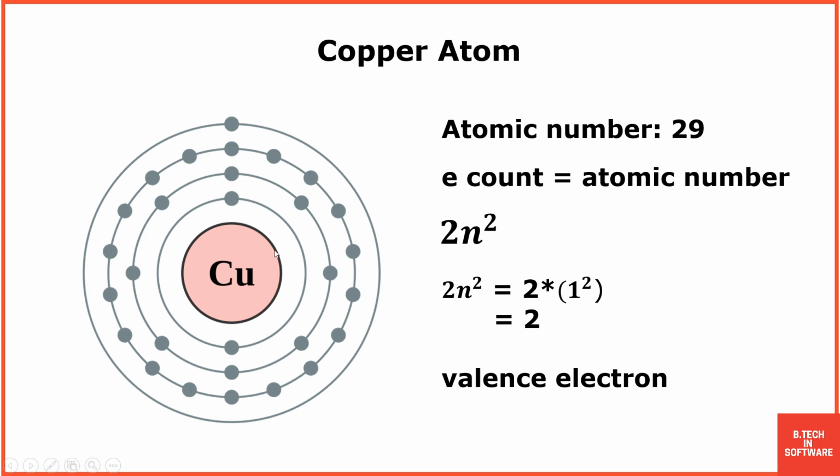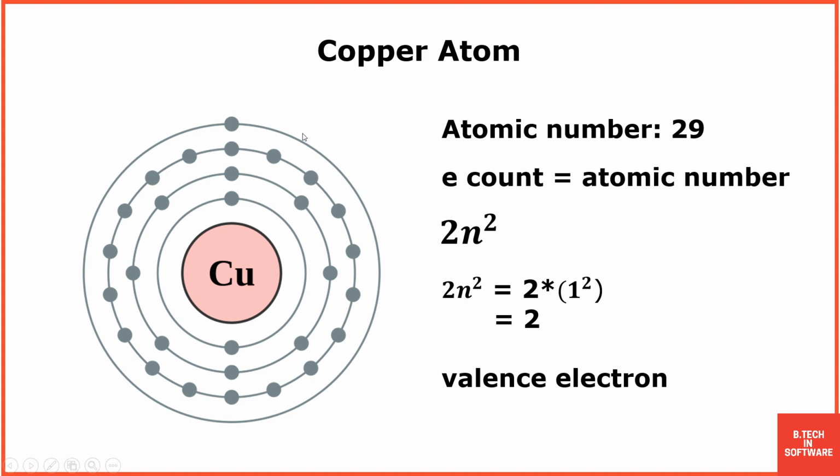Now, from 29, we can subtract 2. Then we can find how many electrons for the second energy level, and likewise we can find for all the 29 electrons. Finally, only one electron will remain for the outermost energy level. To fill the outermost energy level, since it is the fourth energy level, 4 squared means 4 times 4, it's 16, 16 times 2 is 32. To fill this outermost energy level, we need 32 electrons, but we only have 1 electron.